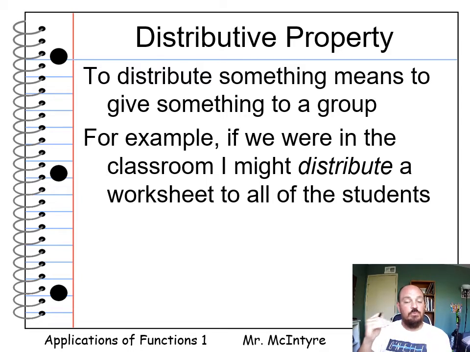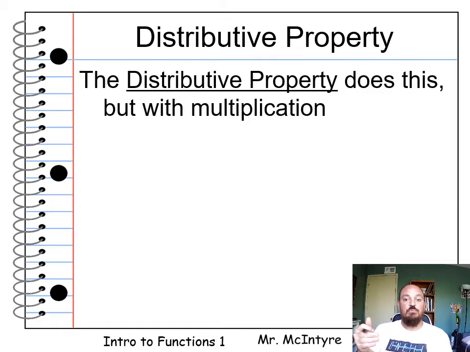Now the distributive property is a math property that basically does that with multiplication. It takes a multiplication problem and it distributes it out. So instead of taking a 10 and just multiplying it by one thing, you might multiply it by 2 or 3 or 4 or 5 things.